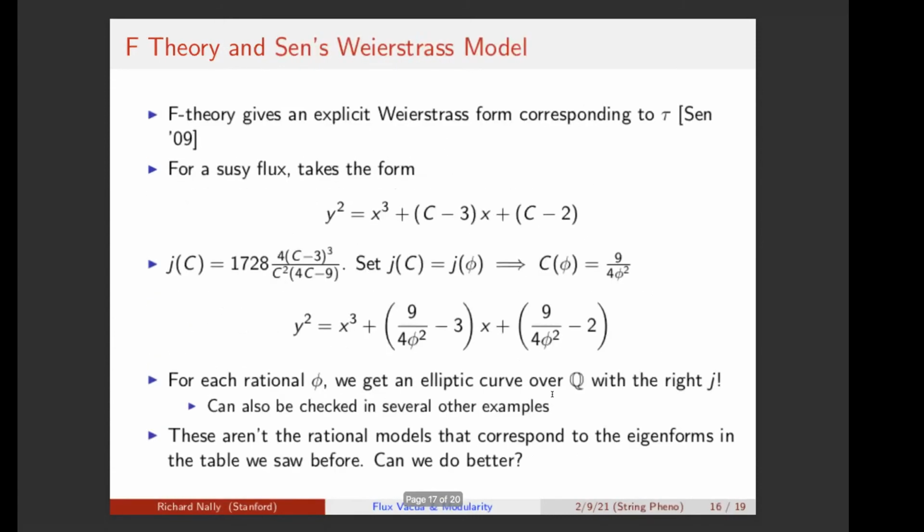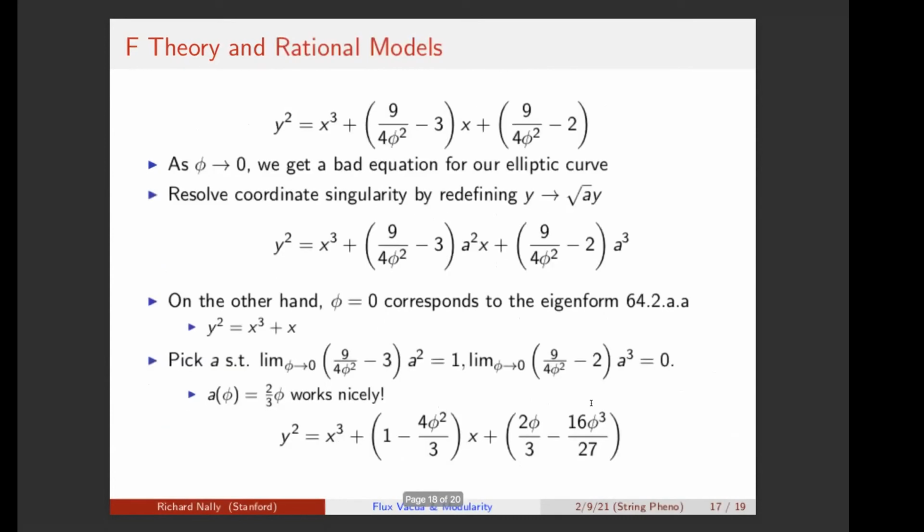And I just want to emphasize that you might not be able to expect that we should do any better. F-theory doesn't know about rational models. It doesn't know about rational structures. So asking F-theory to give you a choice of rational structure might sound a little optimistic. But indeed, it can give it to you.